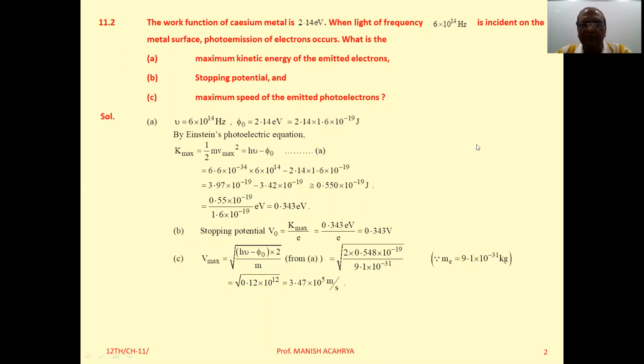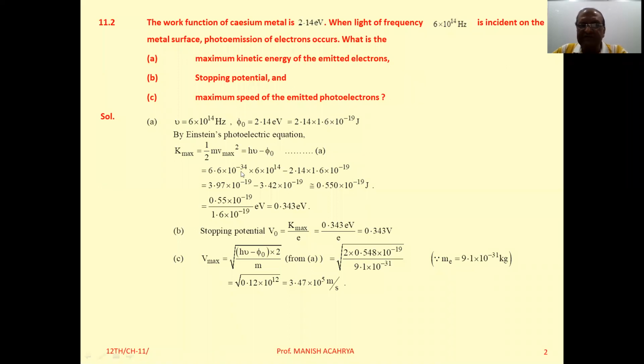So A, see the frequency nu, that is 6 into 10 raised to 14 hertz. Work function phi0, that is 2.14 electron volt. So 2.14 into 1.6 into 10 raised to minus 19 joule. That is given to you. First of all, we have to calculate maximum kinetic energy. Okay. So K maximum, that is half m v maximum square, that is nothing but h nu minus phi0.